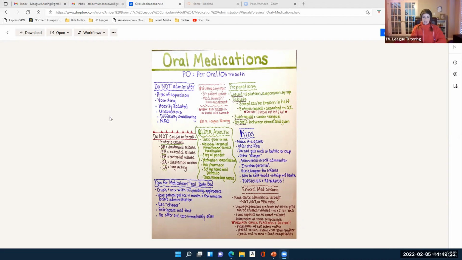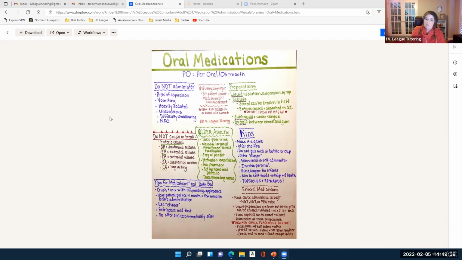Okay. Some capsules can be opened. So there are some that you can open and it's like a powder inside. So those are easy to dilute because they'll mix pretty well. But again, you need to ask the pharmacist if that's one that can be opened because you don't want to open the sustained release or the extended release or any of those.